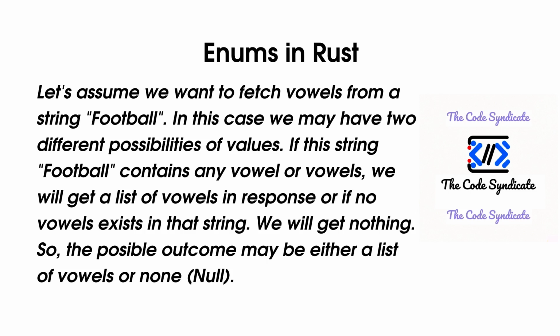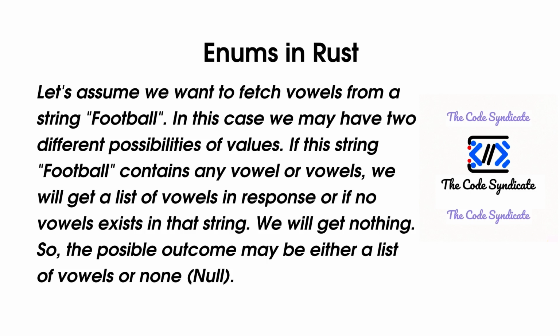Let's assume we want to fetch vowels from a string. For example, let's say we want to fetch vowels from the string football. In this case, we may have two different possibilities of values. If this string contains any vowel or vowels, we will get the list of vowels in the response. Or if vowels do not exist in that string, we will get nothing. So the possible outcome may be either a list of vowels or none.